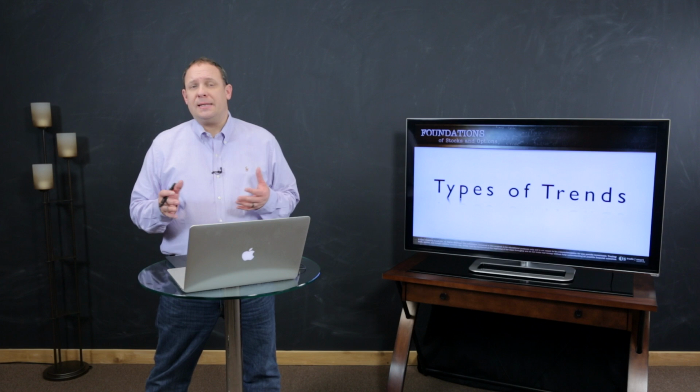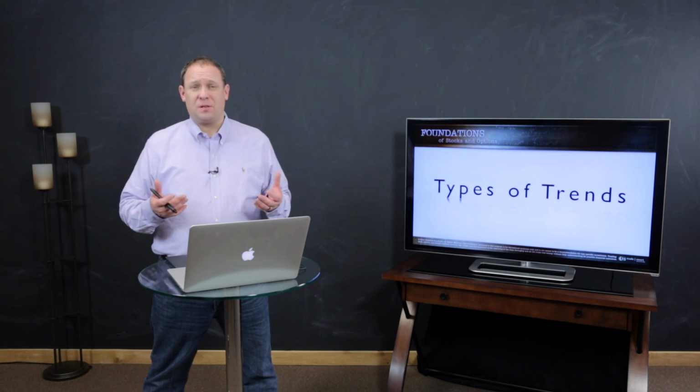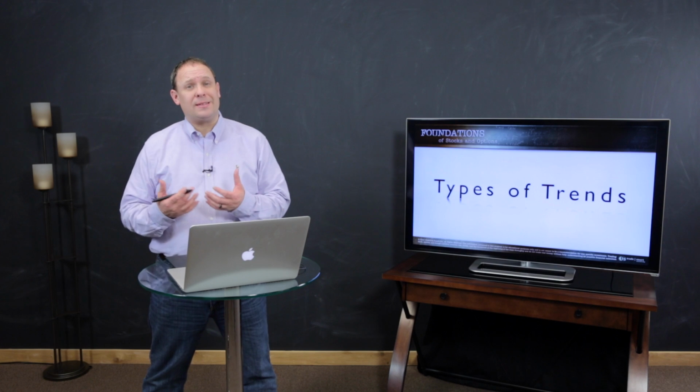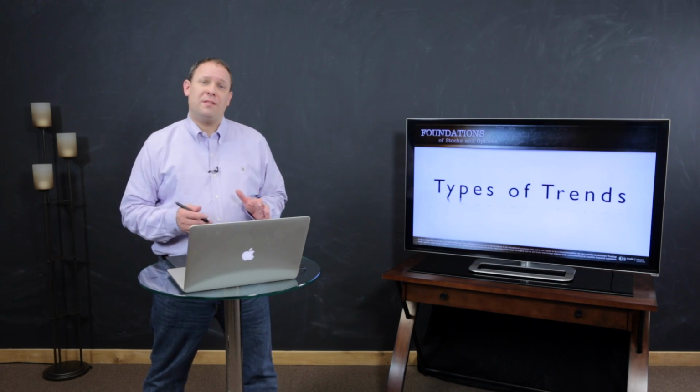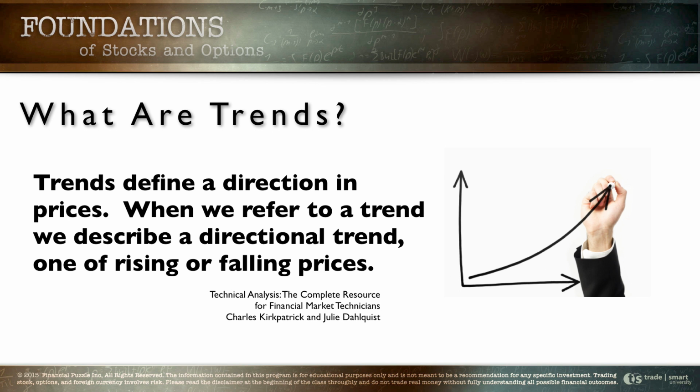So now that we have a pretty decent idea of why trends work, why we see that buying and selling pressure, we've got a good idea of the supply and demand, and we've got an understanding of that psychology, let's understand the various types of trends. As we think about the types of trends, let's start with defining what a trend is.